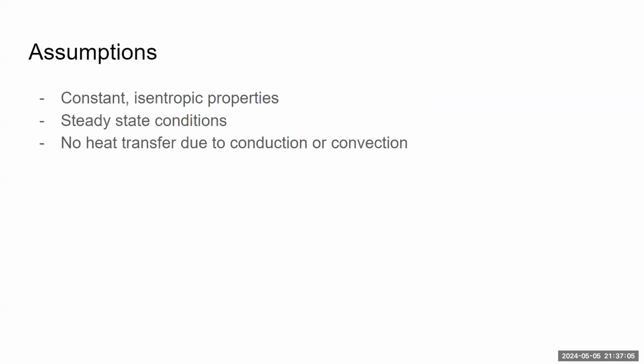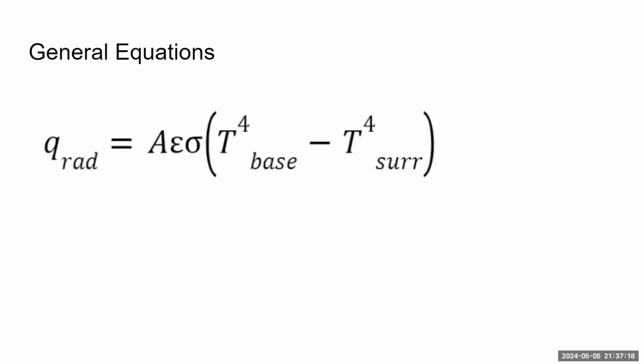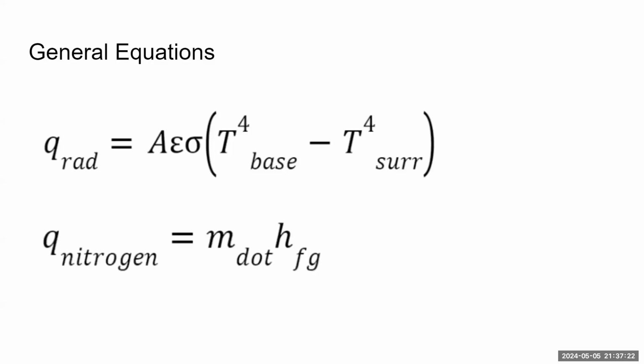Now we can list all of our assumptions. First is constant isotropic properties, steady state conditions, no heat transfer due to conduction or convection, and no energy is generated or stored within the system. Now for our general equations. First of which is the equation for the heat transfer rate of radiation, and our heat transfer rate of nitrogen using the mass flow rate and the heat of vaporization.